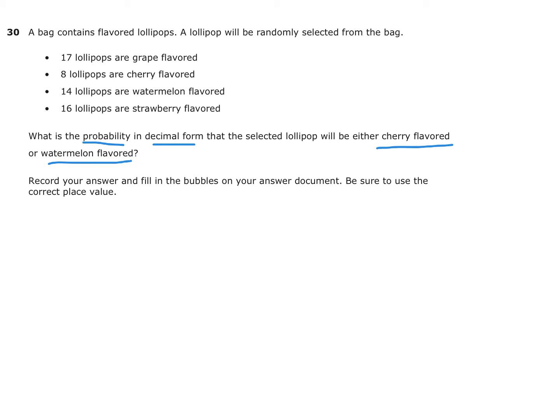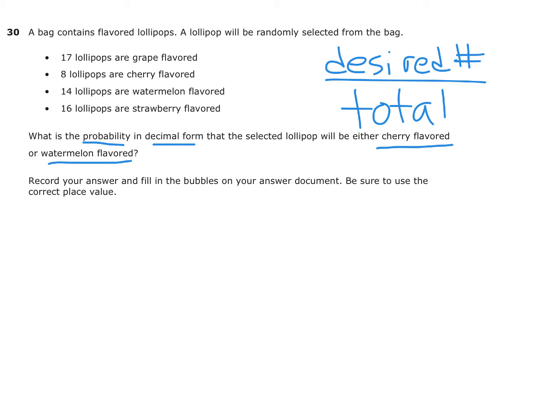Okay, so the probability would be the desired number on top, divided by the total. That's going to give us the probability. So we have to find the total here. 17 plus 8, that's 25. And 14 plus 16, that's 30. And if we add those two together, we have 55. So the total is 55, okay?